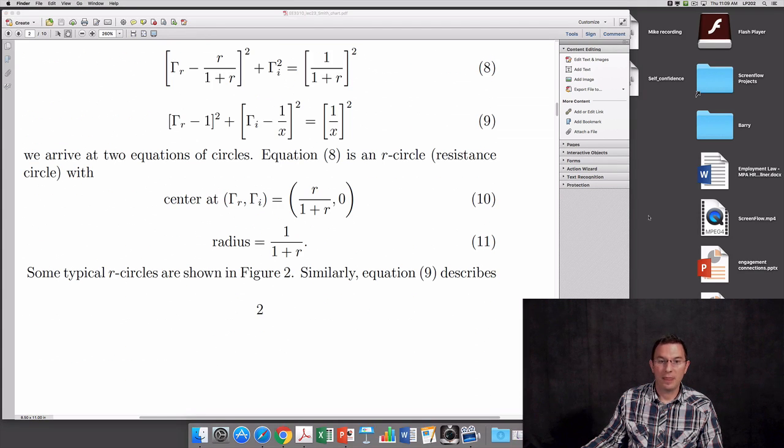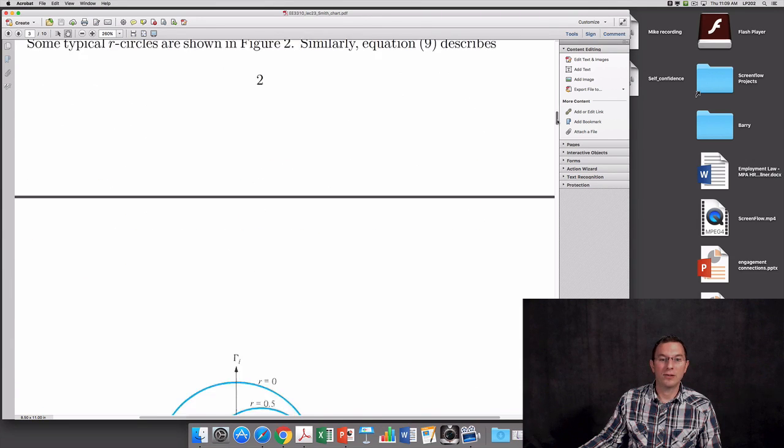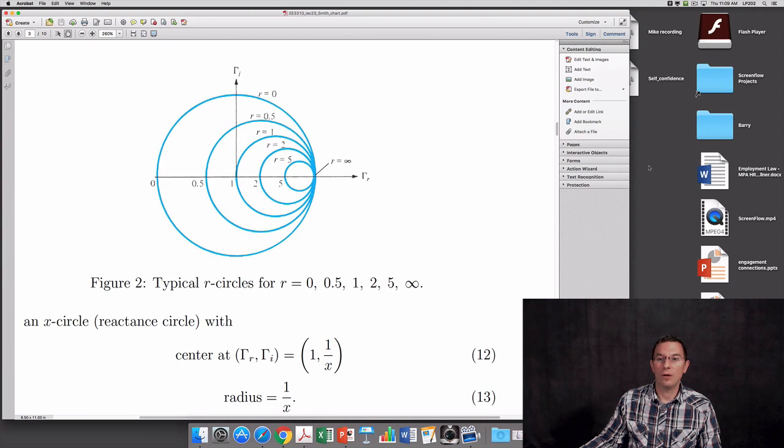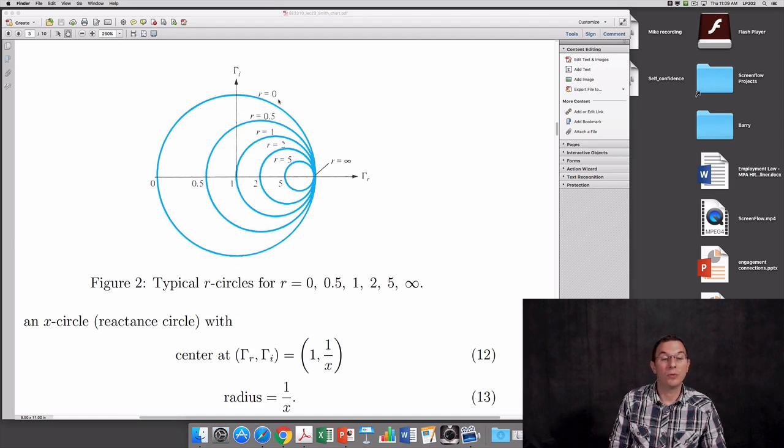Equation 8 is therefore an equation for a resistance circle, or an R circle, with a center, as I mentioned here, at r over 1 plus r, 0 and a radius of 1 over 1 plus r. Let's take a look at some typical R circles here. Let's look at the R circle corresponding to little r equals 0. That corresponds to a shorted load.